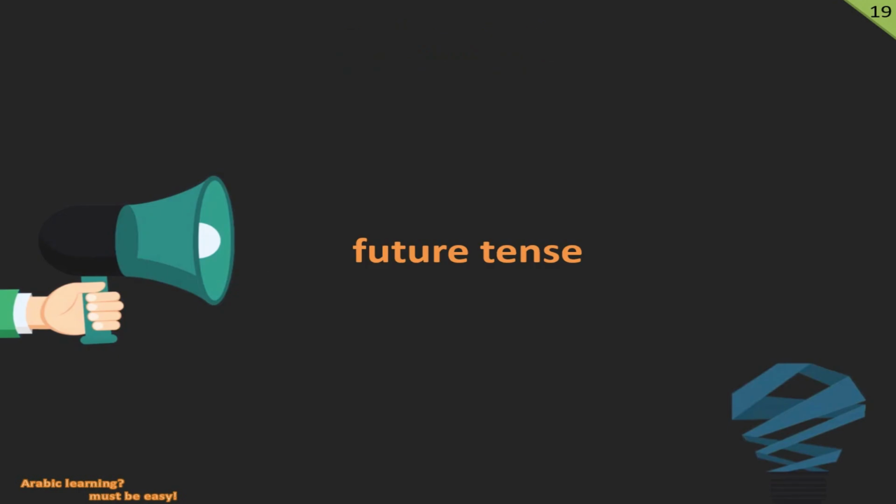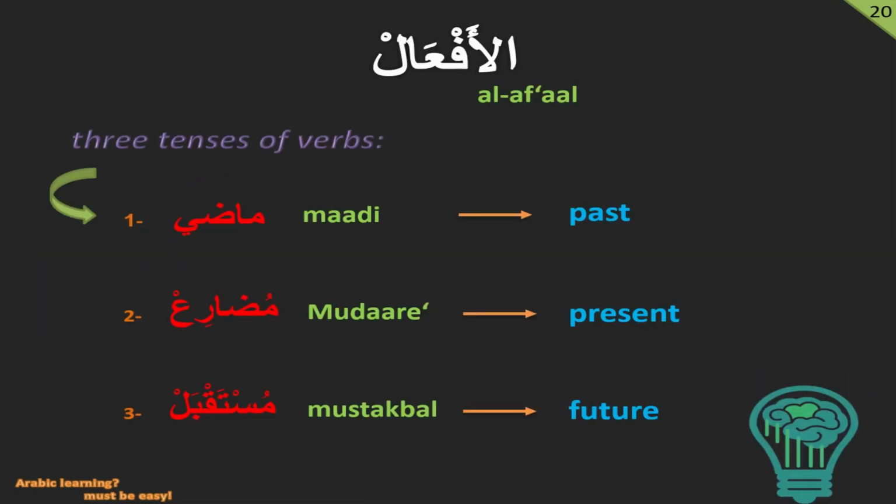That's all regarding the letter Kaaf, and finally we come to the grammatical part. Today we will continue to deal with the future tense. Returning to lecture number 8, we got to know the tenses of the verbs. Al-af'al means the verbs, and their tenses are 3. Either madi means past, mudari' means present, or mustaqbal means future.